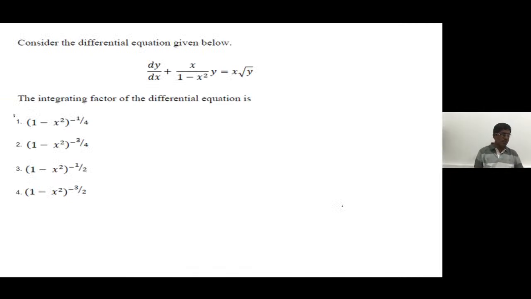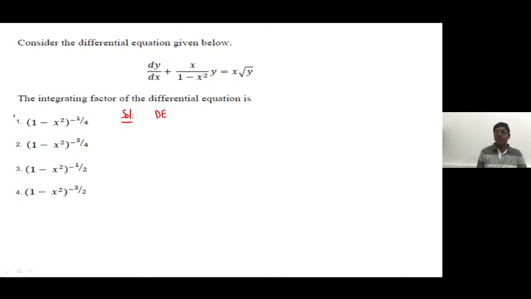Now this is the differential equation question. Consider the differential equation given below: dy by dx plus x upon 1 minus x square into y is equal to x times root y. The integrating factor of the differential equation is, 4 options given. So this is a first order equation. Usually many of the first degree differential equations can be solved by either variable separable or linear equation or Bernoulli equation, etc. So I can write this as equation 1. This equation cannot be expressed in variable separable form.